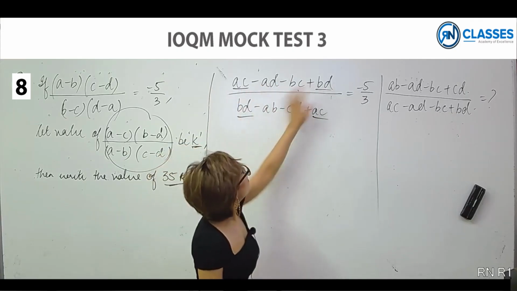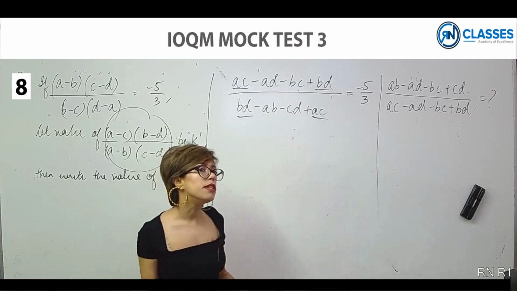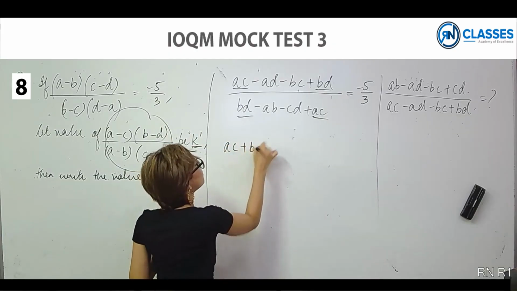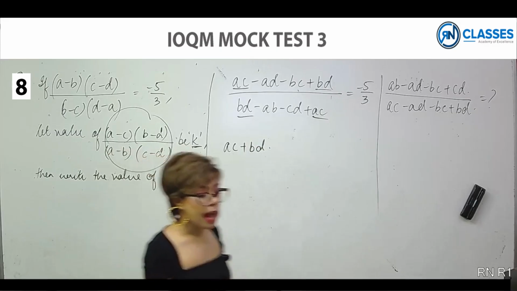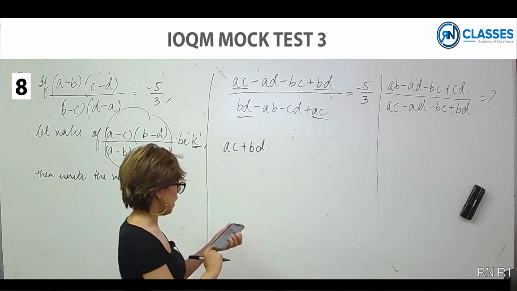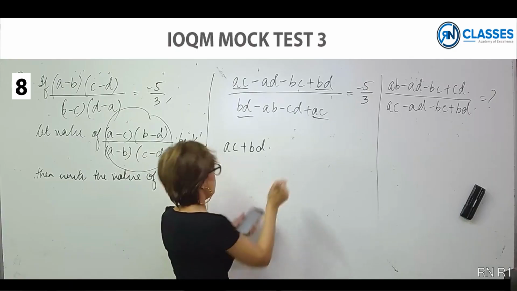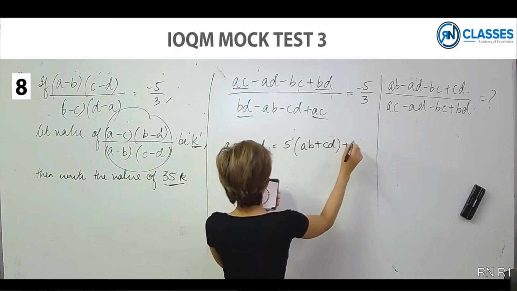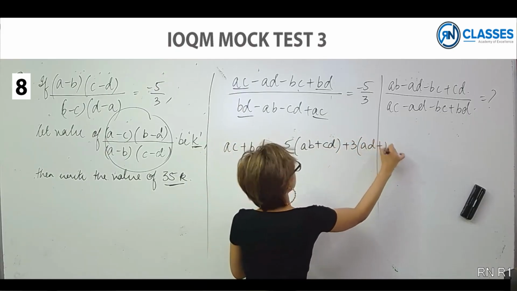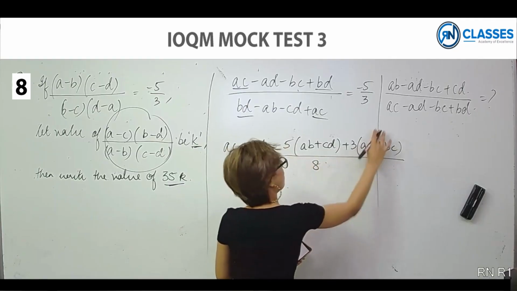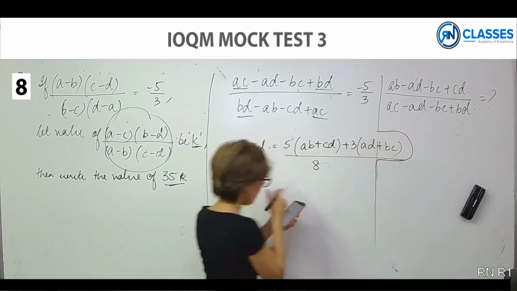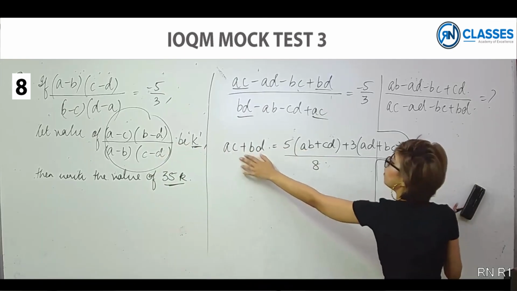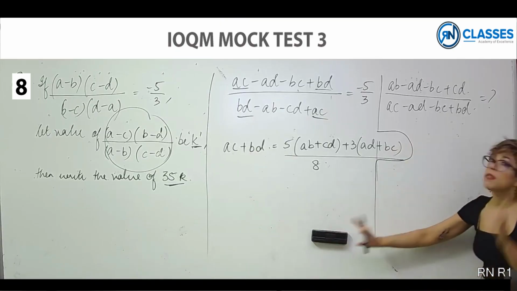So, if these similar terms are coming again and again, that means there has to be some reason for it. So what I will do is try to isolate AC plus BD. When I isolate, I get this relation, I'll write it down directly. I get 5 into (AB plus CD) plus 3 into (AD plus BC) by 8. I get this relation. Now, let me see what is happening here. I have found out the value of AC plus BD.